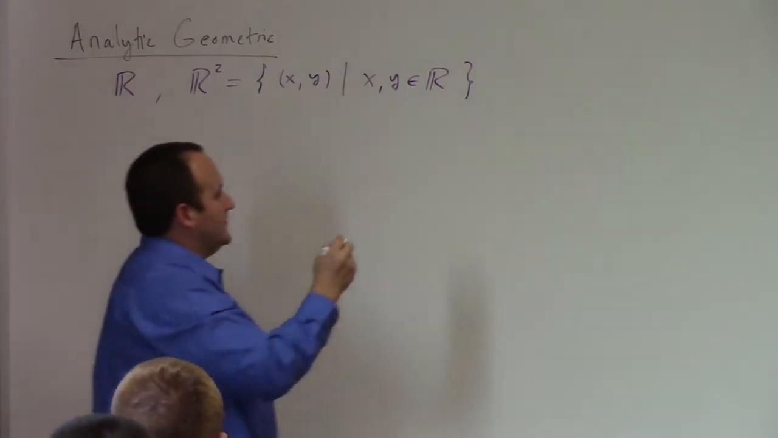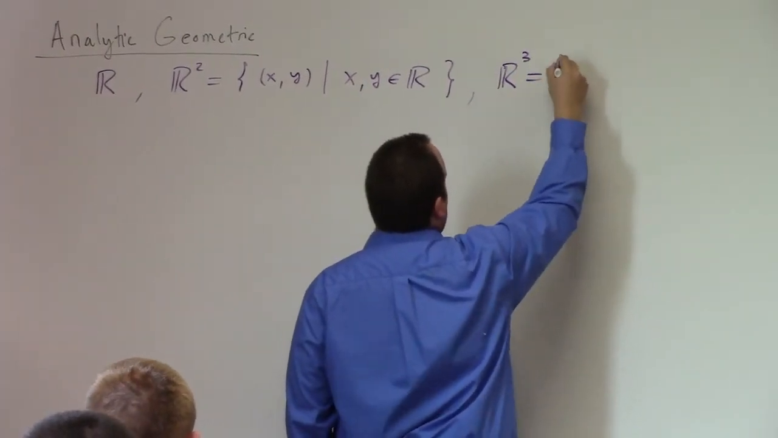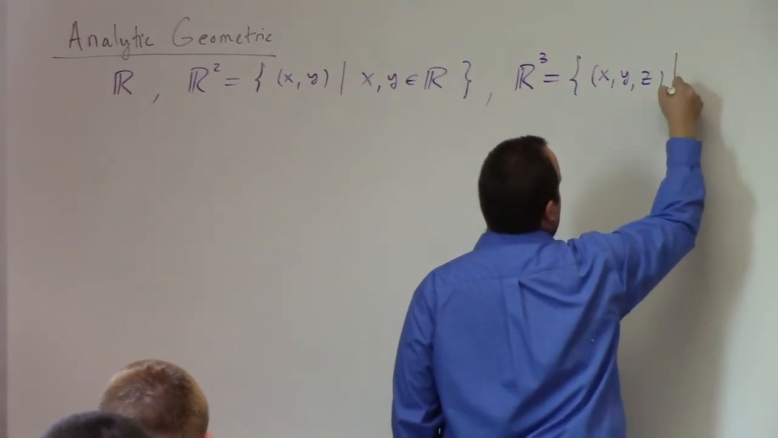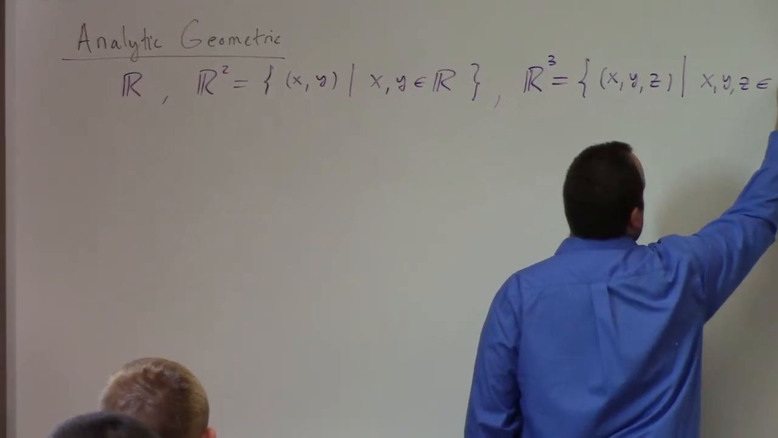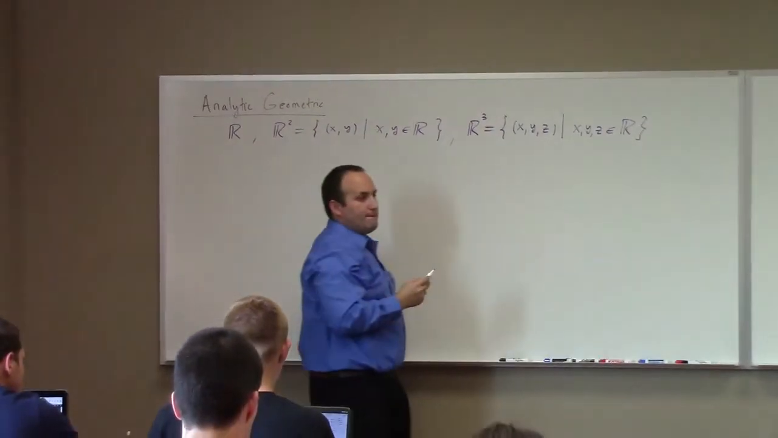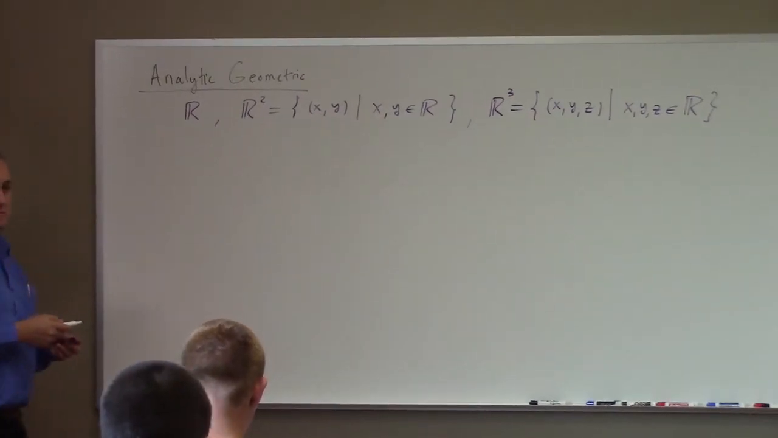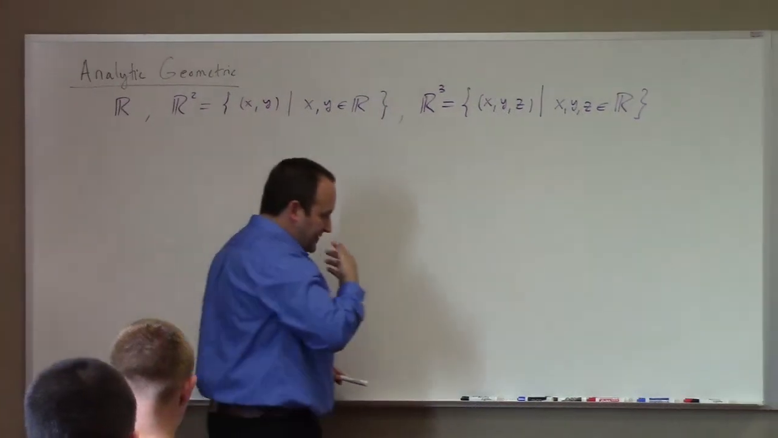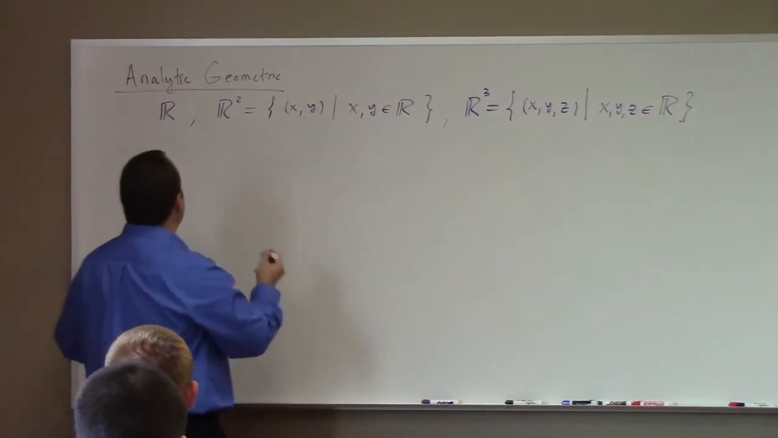Now, we can also talk about R3. This is the set of ordered triples, x, y, z, such that x, y, and z are what? Real numbers, right? So these are the basic layers. And we'd like to understand these as much as we can. So let me just show you our typical pictures for each.